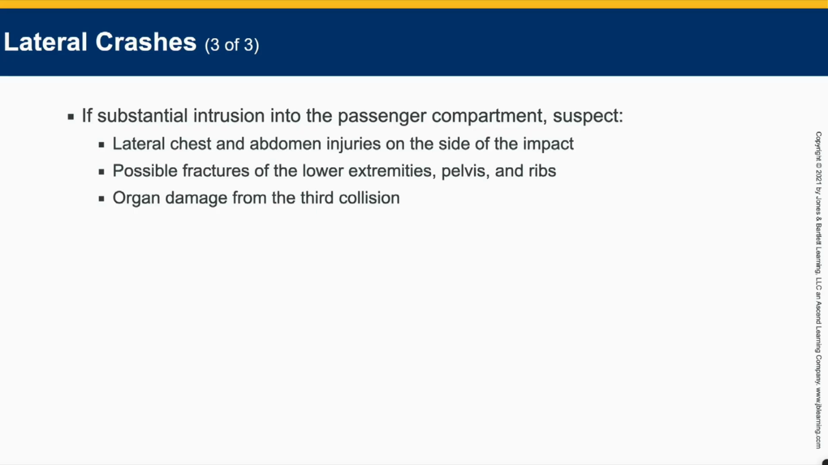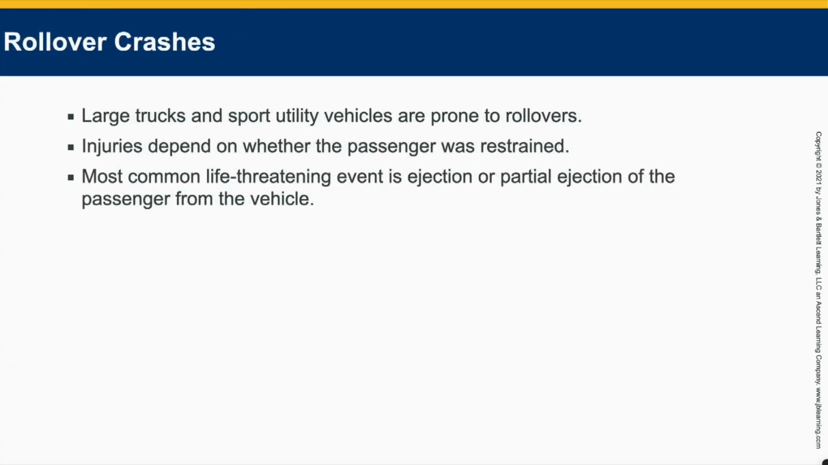Let's talk about rollover crashes, which are some of the most unpredictable and dangerous mechanisms that we'll encounter. Certain vehicles like large trucks and SUVs are more prone to rolling over because of their high center of gravity. In these crashes, injuries can vary a lot depending on whether the patient was restrained or unrestrained. And the biggest concern and most important life-threatening finding is ejection or partial ejection from the vehicle. Once a patient is ejected, they're exposed to multiple impacts, which significantly increases risk and severe multi-system trauma.